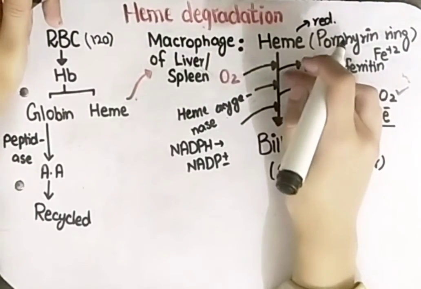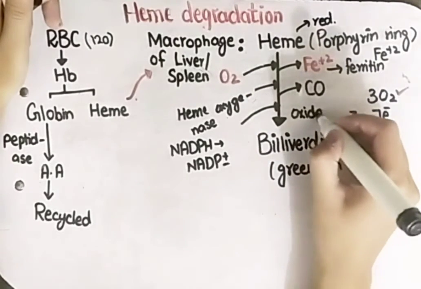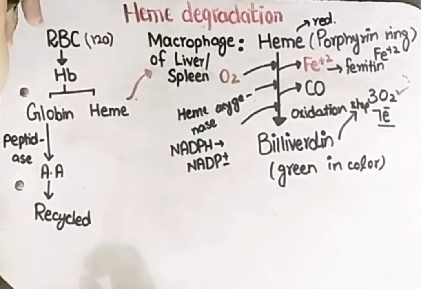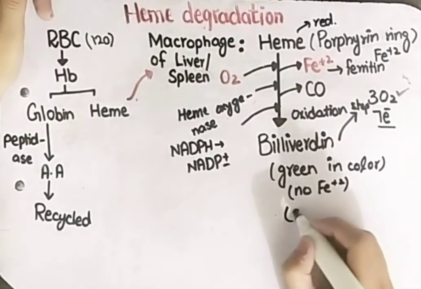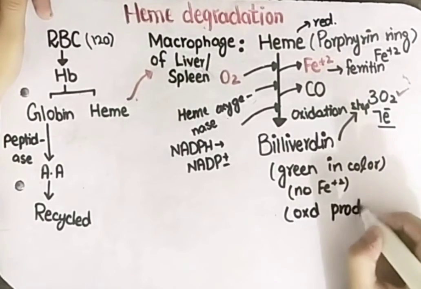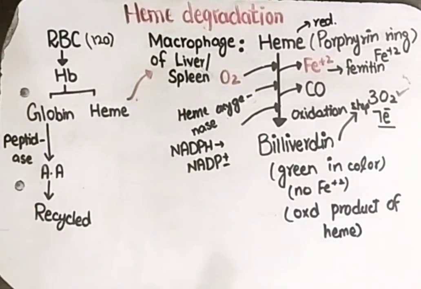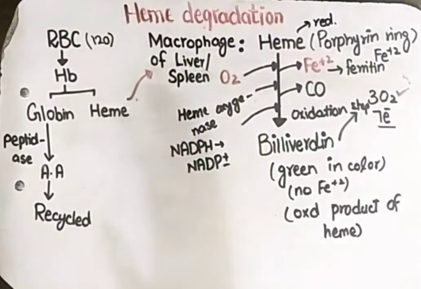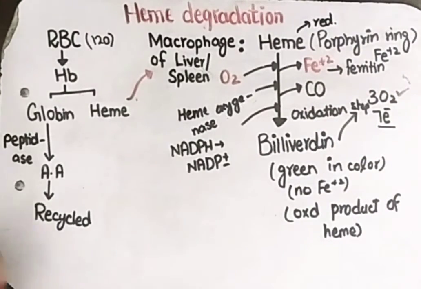As it has added oxygen and electrons, this is the oxidation step. Biliverdin is green in color. It has no iron plus 2, while heme has iron plus 2, and it is the oxidized product of heme. So this is the first step. You have to remember, you need to exclude 2 things from the heme and add 3 things into the heme. And remember that heme is red in color, while biliverdin is green in color. It has no iron plus 2 and it is formed by the oxidation of heme.